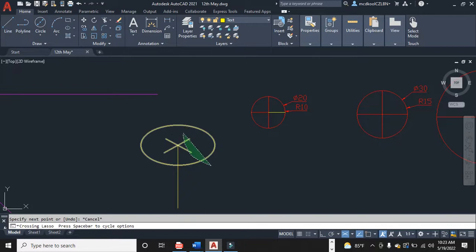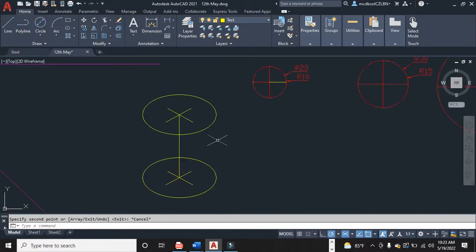So I am just going to put these below, copy. So I'm going to draw my cylinder. Line 2.